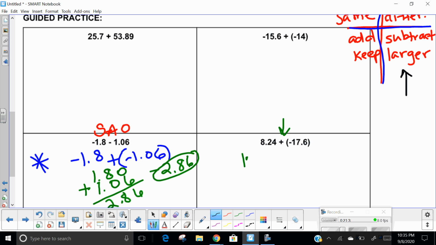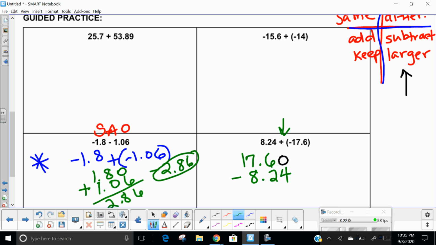So we're going to say 17.6 and the smaller number 8.24, and put that decimal point right below. I have to put a placeholder in because there's nothing here. So I'm going to put a placeholder there. And then my table tells me I'm going to subtract and then keep the sign of the larger number.